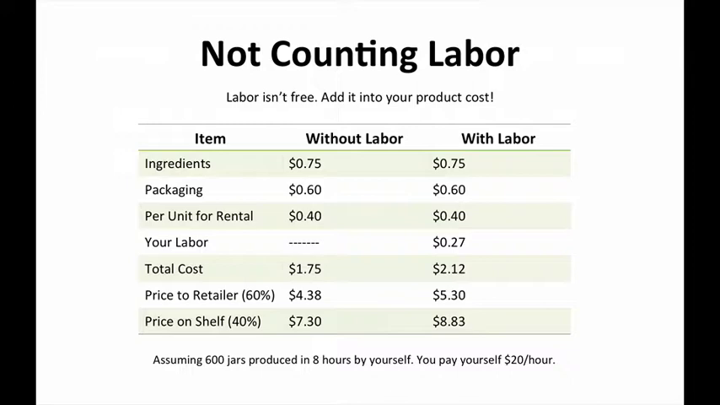Now, if you add in your actual labor, assuming on the bottom there that 600 jars are produced in 8 hours just with you, and you pay yourself $20 an hour, your labor cost is 27 cents a unit, which increases your product cost 37 cents. And your price to your retailer goes from $7.30 up to $8.83. So really you're talking, a $6.99 product going all the way up to $8.99. So a $2 difference when you don't include the labor, which is most of the time in the beginning you. So make sure to quote unquote pay yourself, even though you may not actually be paying yourself.